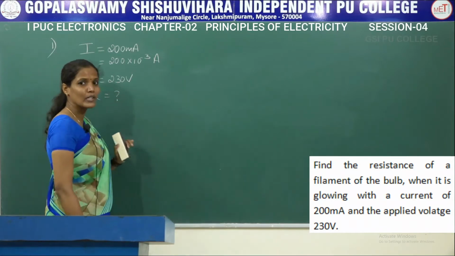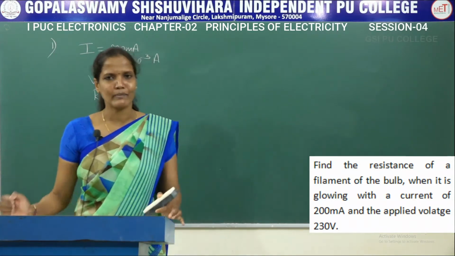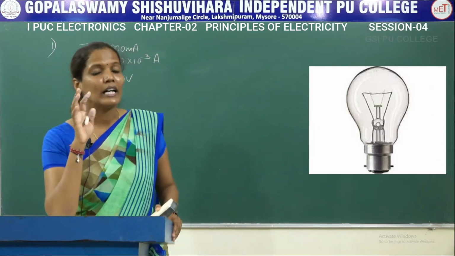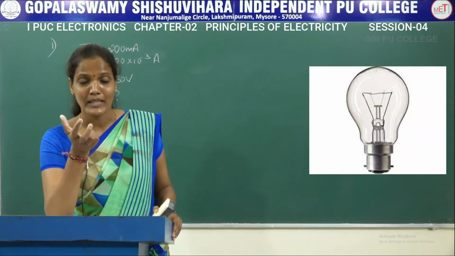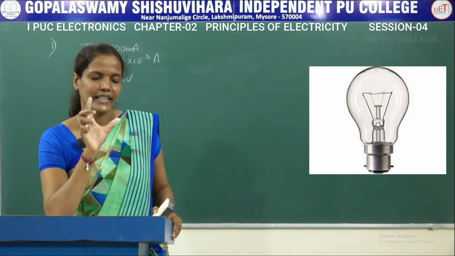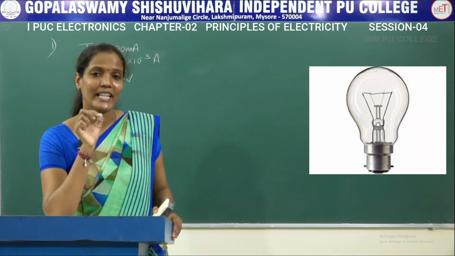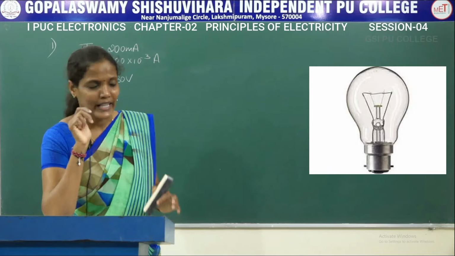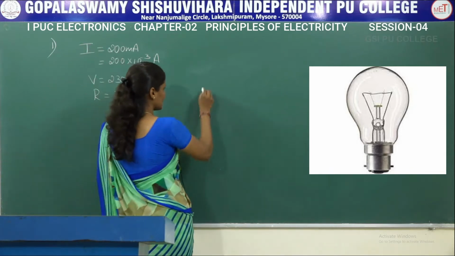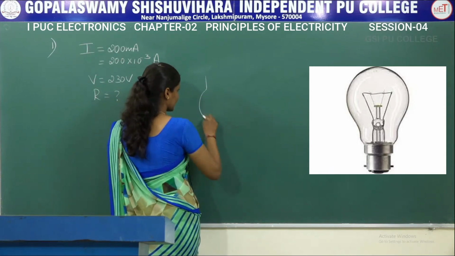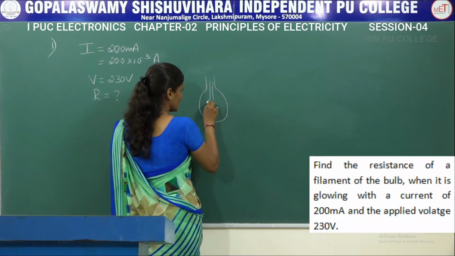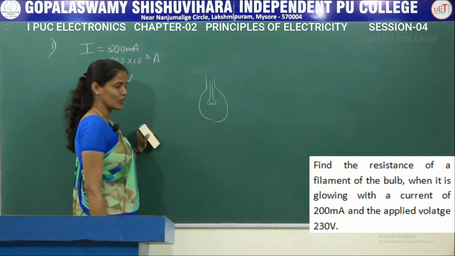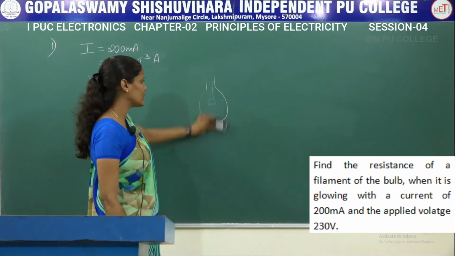So, what is this filament bulb? Have you seen these filament bulbs? Earlier days we were using what were called the 60 watt bulbs. The technical name of that particular bulb is incandescent bulb. So, there was a filament inside that bulb. If the bulb is like this, then we were having a filament between these two rods. So that we call a filament bulb.